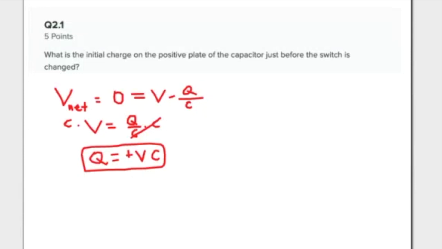Thus, we can create the loop rule for this scenario as follows. The net voltage is 0, which is equal to the voltage of the EMF, V, minus Q over C, minus the voltage across the resistor, which we know cancels out to be 0. Thus, V is equal to Q over C. This can be rearranged to solve for Q, which we find to be CV, our initial answer. Note that it is important that you include a positive sign on your answer, as the question is asking about the positive capacitor plate.